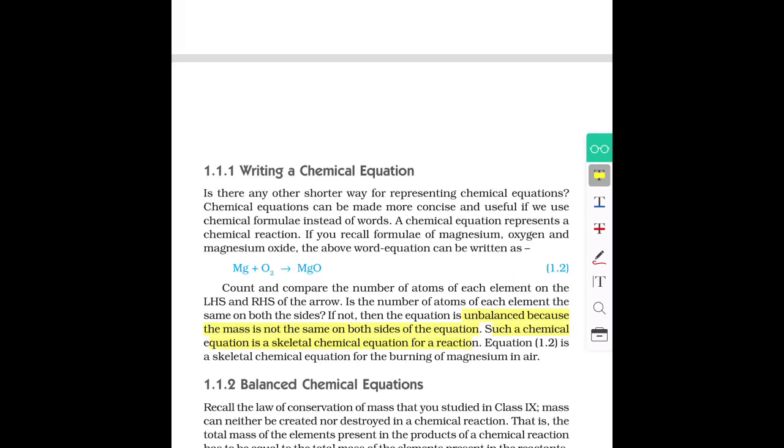So, if we count here, the number of atoms of Mg is 1, O is 2, on the left; Mg 1 and O 1 on the right. So there is an extra oxygen atom on the left hand side, and so it is called an unbalanced equation.